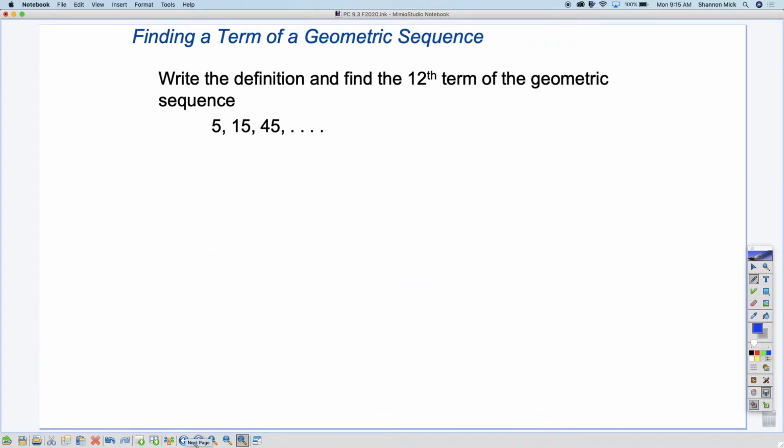Okay, it says write a definition and find the 12th term of the geometric sequence. So if I didn't tell you it is geometric, which I am not going to do on the test, how would you know that this isn't arithmetic? Because there's no common difference. It's like 10 and then 30, right? So it'd have to be geometric. So how do I verify it's geometric? 15 divided by 5 and 45 divided by 15. They should equal, yes? 3. So it's 3, 3, so it's 3. So my common ratio is 3. So write your definition and try to simplify it on your own.